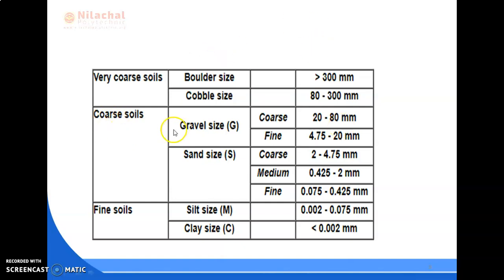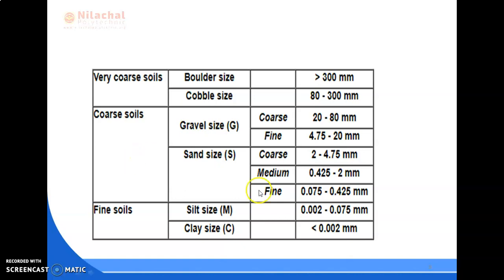next is coarse soil. This is gravel. We can represent it by G, gravel. Again it is divided into coarse and fine. So gravel is also rounded to angular in shape, bulky, hard rock particles, passing the 80 mm sieve but retained on the 4.75 mm sieve. The coarse gravel ranges from 20 to 80 mm, and fine is 4.75 to 20 mm.